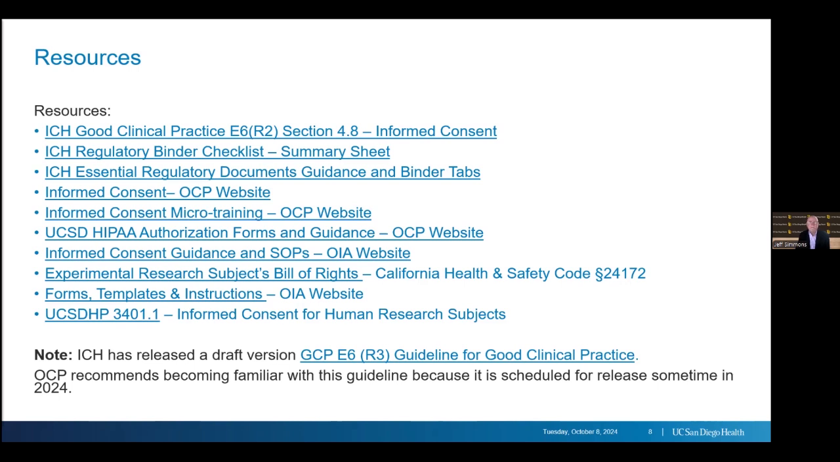And then lastly, at the bottom there, ICH is going to be releasing their R3 addendum to GCP E6. And basically what it's doing is it's employing state-of-the-art technologies now. It's addressing all the different aspects that technology brings to the conduct of a clinical trial. So it would be good to become familiar with that. And it's supposedly supposed to be released in 2024, so they say. We're now in mid-October, so I'm not sure if they're going to make it. But nonetheless, it's good stuff.